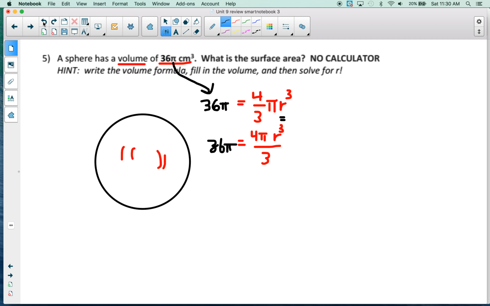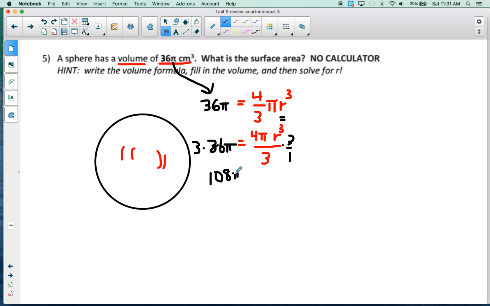And we always want to go in reverse PEMDAS here. So we're going to multiply by 3. We always love to get rid of denominators. We don't like denominators. They make life complicated. Notice on the right side, I multiplied by 3 over 1, but on the left side, I multiplied by 3, which is the same thing. It's just there's no fraction over there. So 36 times 3 is 108. So this becomes 108 pi.